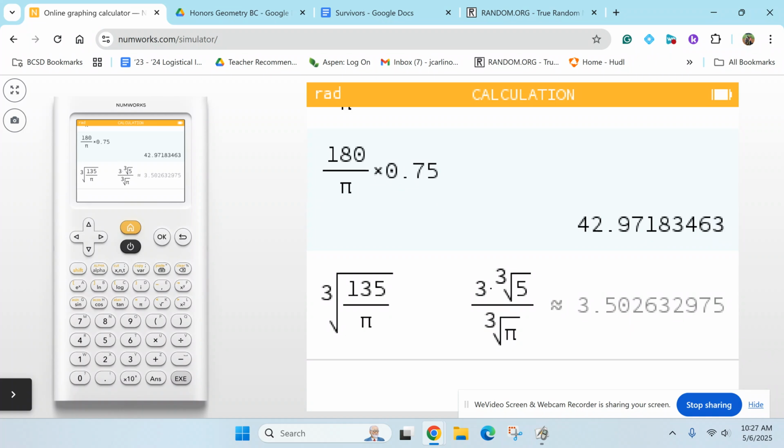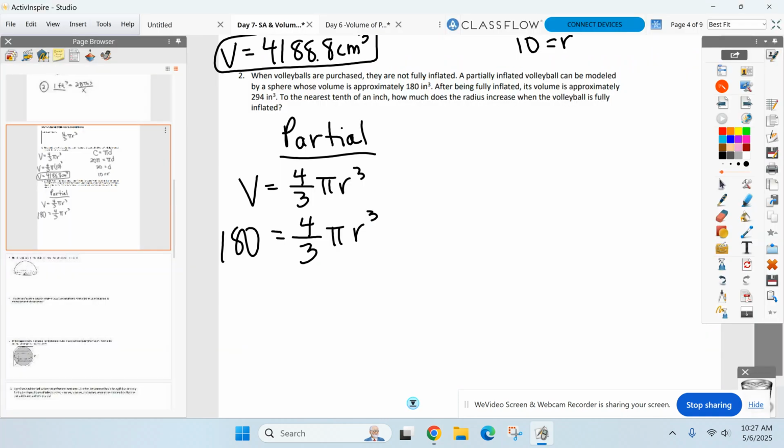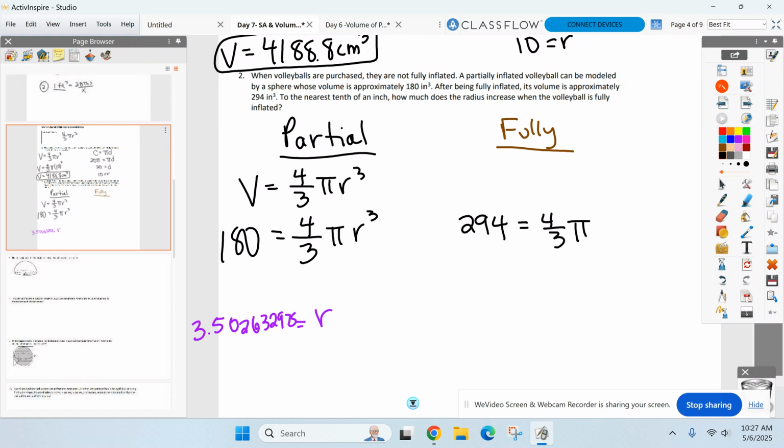Final answer here, this 3.5 and change, is that my final? No, right? I have to do something with it, but it's not my final answer. So make sure we write it all out. 3.502632975. And then we're going to do the same thing, but now with the fully with 294 as my volume. I'll let you guys go to work there.